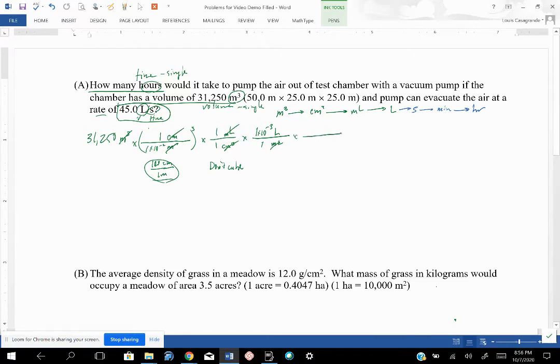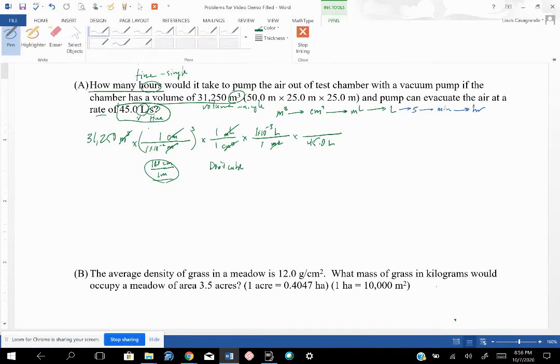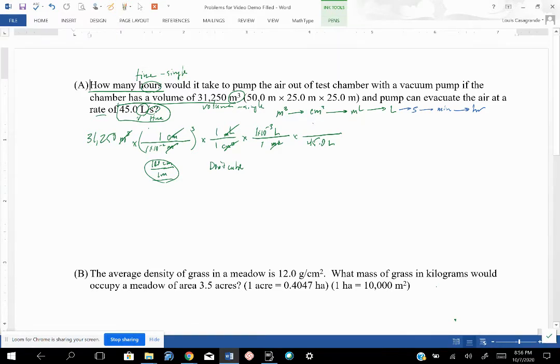In the conversion factor, I'm going to put the 45.0 liters in the denominator to cancel out. Notice if you had tried to start with the 45.0 liters per second, you would have had that flipped upside down. And in the numerator, I'm going to have my 1 second. Cancel out the liters, and now we can start converting time.